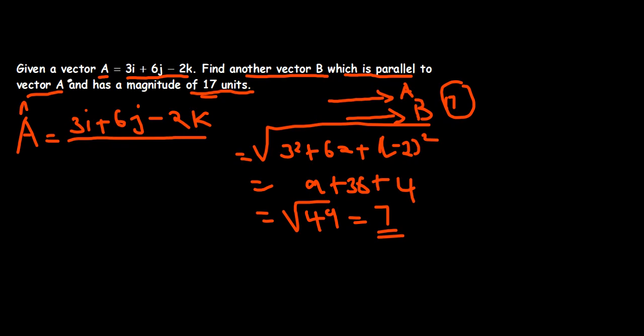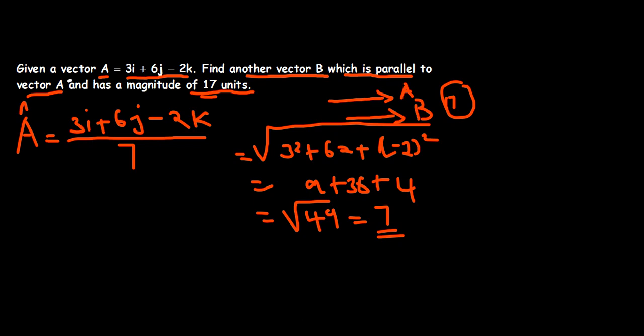So it means we are dividing this vector A by its magnitude, which is 7. If I divide this vector by its magnitude, I find a unit vector, and that unit vector will have a magnitude of 1. A unit vector always has a magnitude of 1.